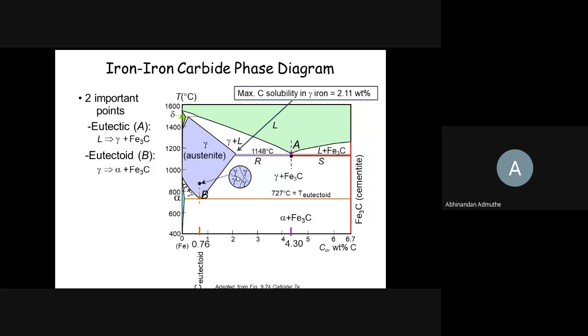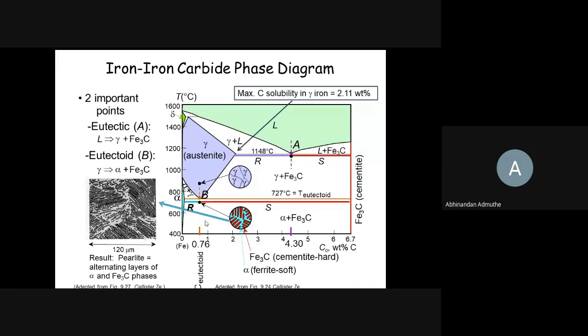And when we cool it below 727 degrees centigrade, we will get pearlite. It means all the austenite decomposes or transforms into pearlite. So that's why we get 100% pearlite here, that is alternate layers of cementite and ferrite. So this is the microstructure of pearlite: alternate layers of ferrite and cementite phases.